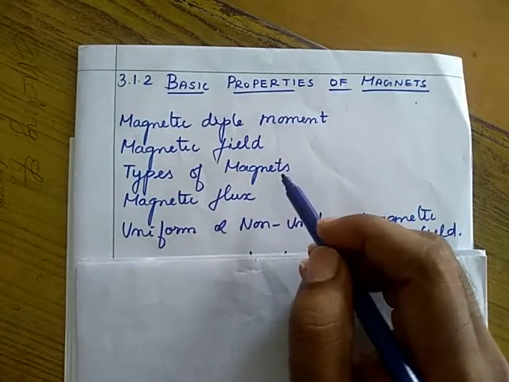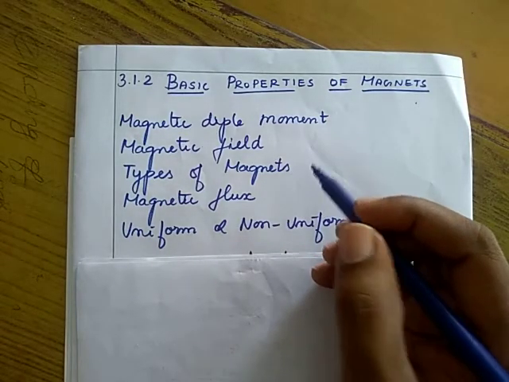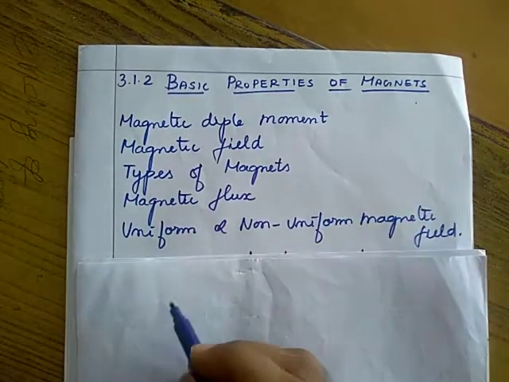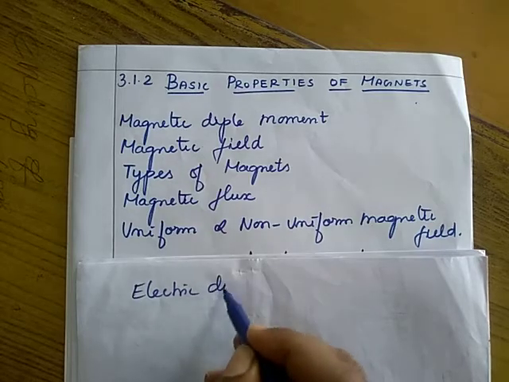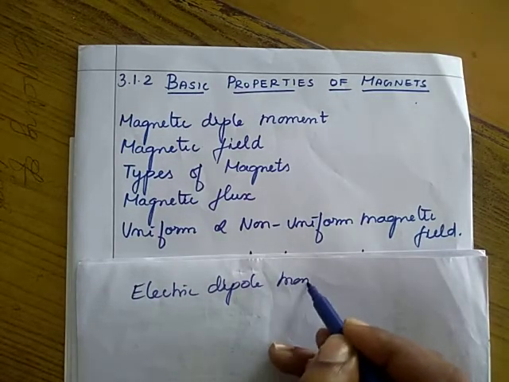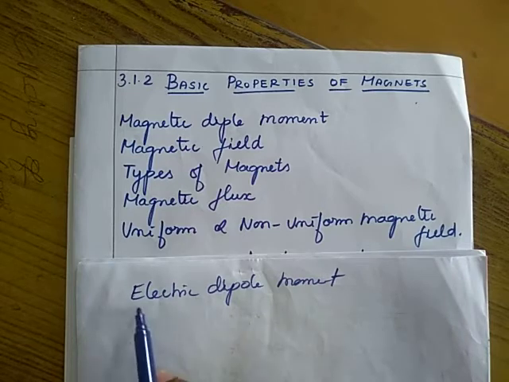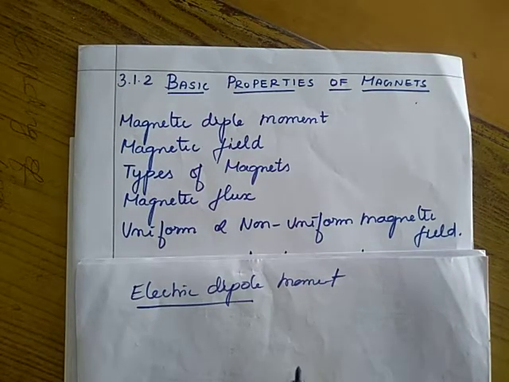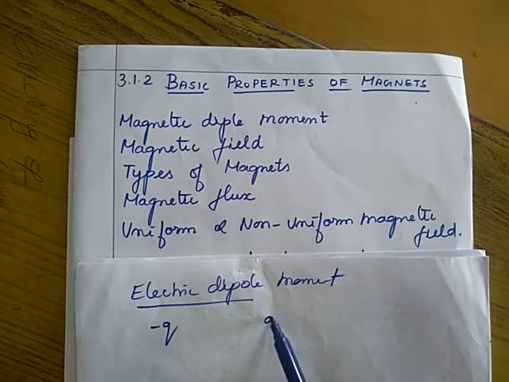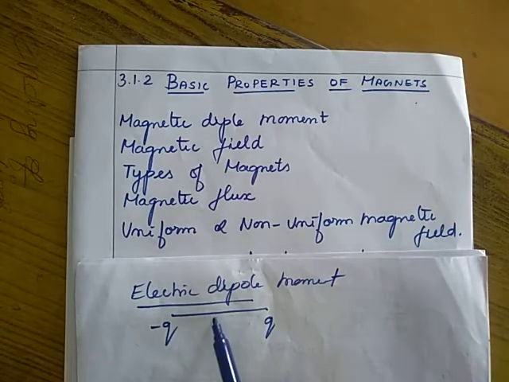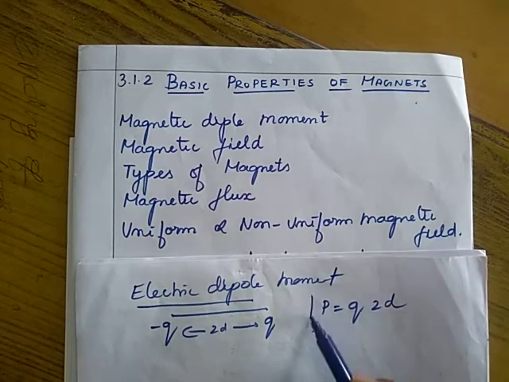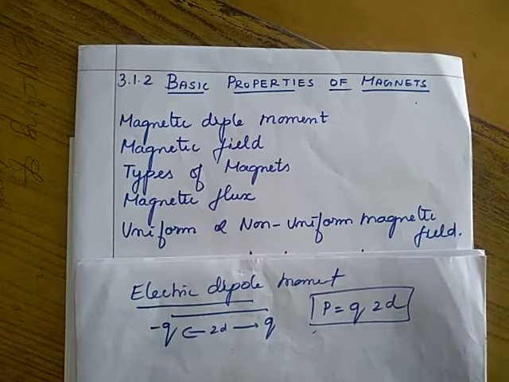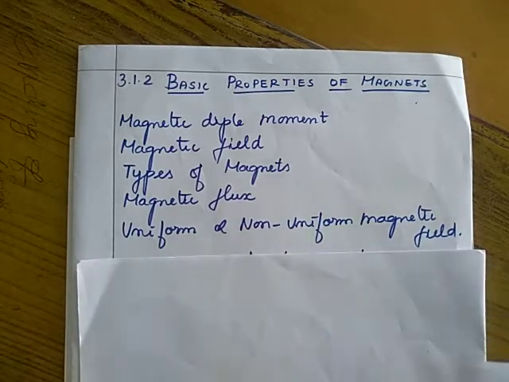Let me see what magnetic dipole moment is. You know very well, in your first lesson electrostatics you already saw electric dipole moment. We know very well an electric dipole consists of two equal and opposite charges separated by a small distance. The dipole moment P is equal to Q into 2D. You already know. Here we see the magnetic dipole moment.